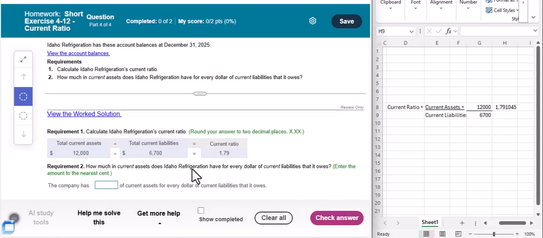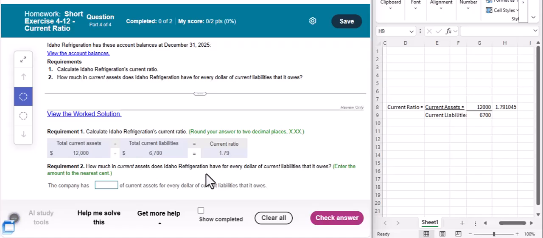How much in current assets does Idaho Refrigeration have for every dollar of current liabilities that it owes? Enter the amount to the nearest cent. What they're asking you is really what this formula up above is telling you. We have that $12,000 in total current assets to use to pay our total current liabilities. So how much per dollar of the thing on the bottom, the total current liabilities, do we have of the thing on the top, the total current assets?